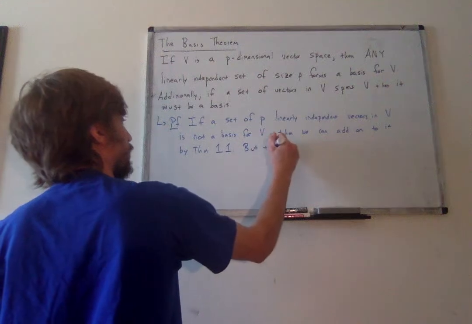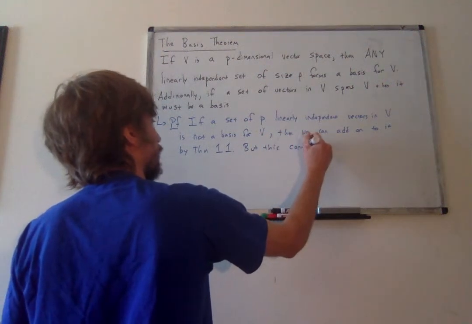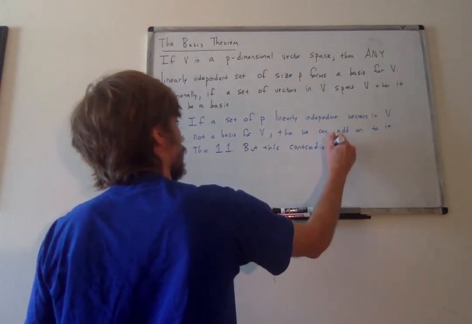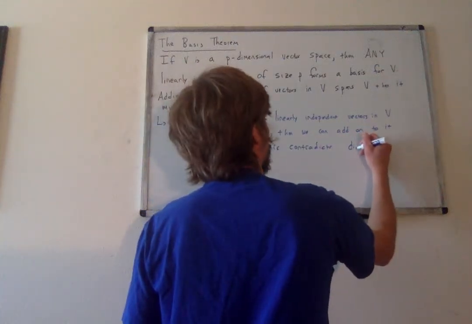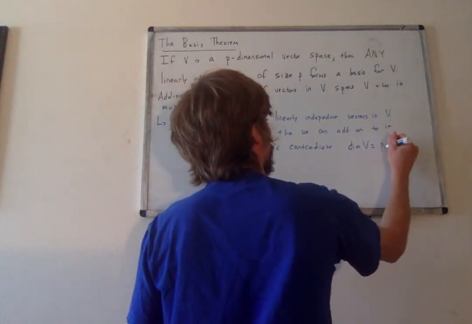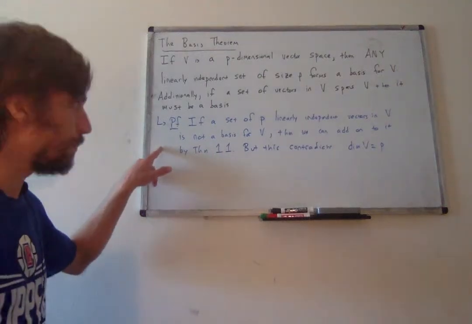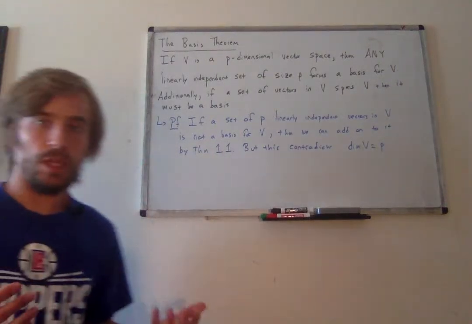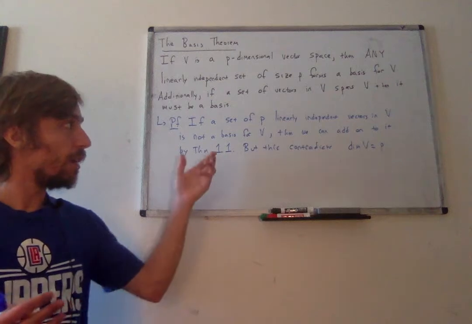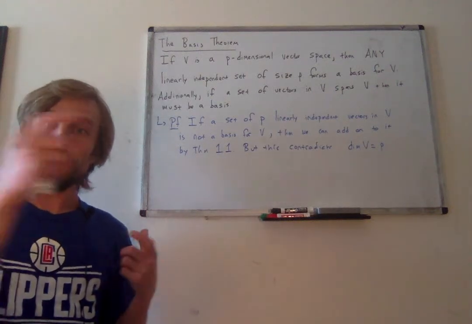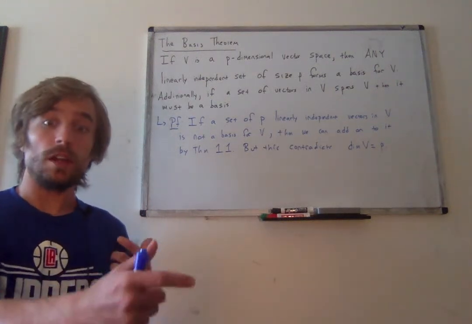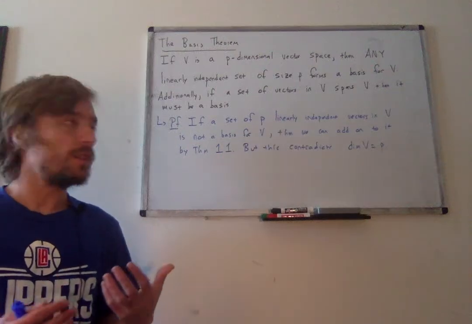But this contradicts the assumption that the dimension of V is equal to P. Right? So basically what this is saying is that if I've got a set of P linearly independent vectors in V that is not a basis, well then I can find some vector in V that is not written as a linear combination of my vectors in this set.